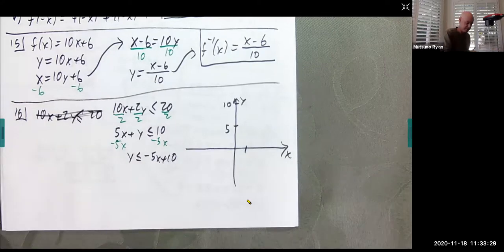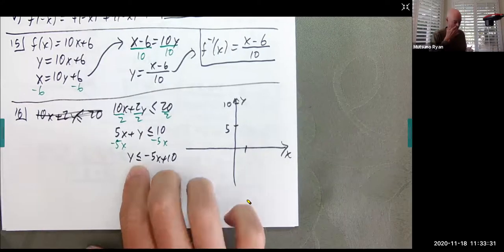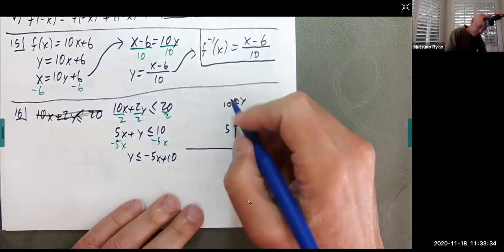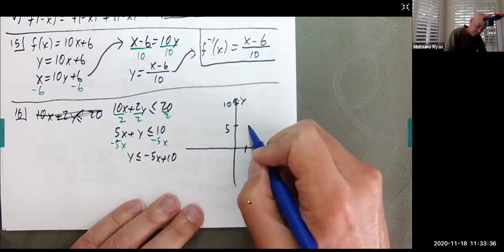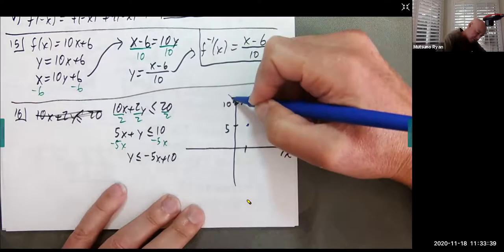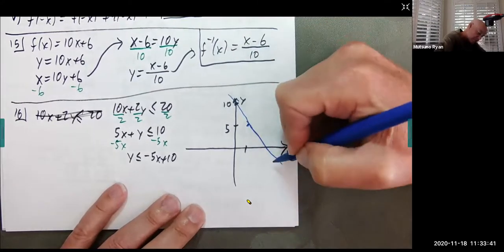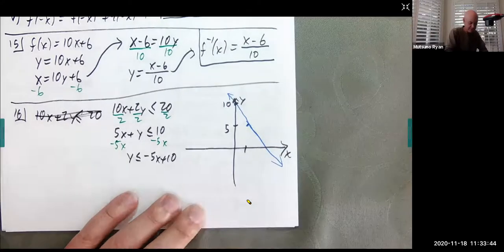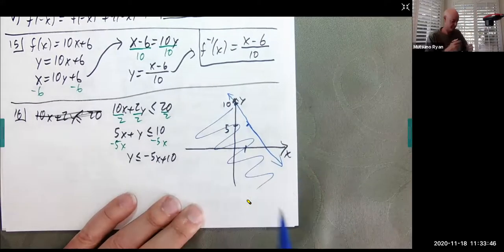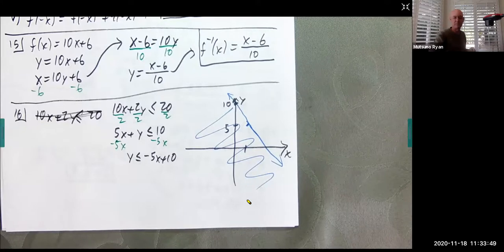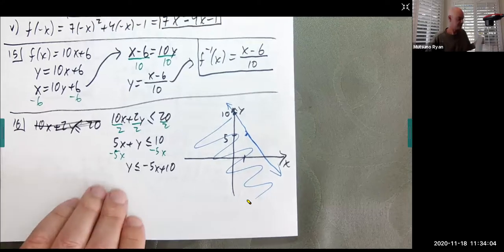This graph is going to be a solid line because I have an equal symbol. Start at 10, go down 5 and to the right 1. And there's my straight solid line. Because it's less than, I'm going to shade downward. All right, next sheet.